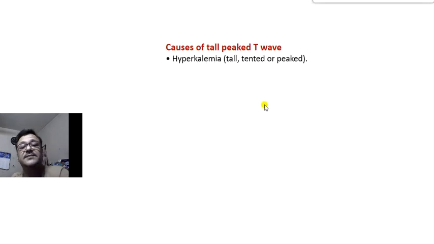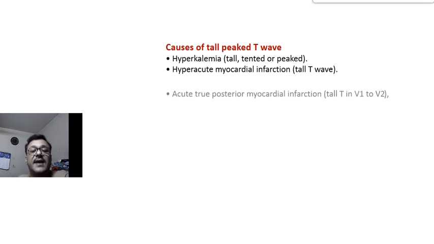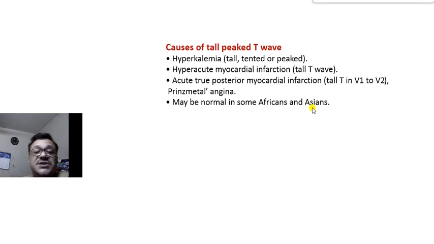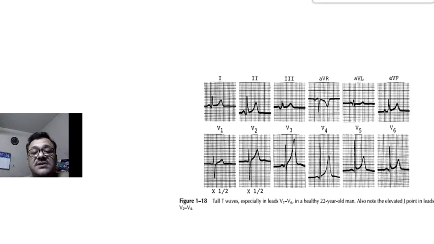Causes of tall tented T wave: hyperkalemia, hyperacute myocardial infarction, acute true posterior myocardial infarction, Prinzmetal angina, and it may be normal in some Africans and Asians. Previously we went through the causes of T inversion. There is also the tall and tented T wave, and it may be normal and physiological in some Africans and Asians. What are the causes of a tall T wave? Hyperkalemia, hyperacute myocardial infarction, acute true posterior myocardial infarction, Prinzmetal angina, may be normal in some Africans and Asians. Now look at this ECG tracing.